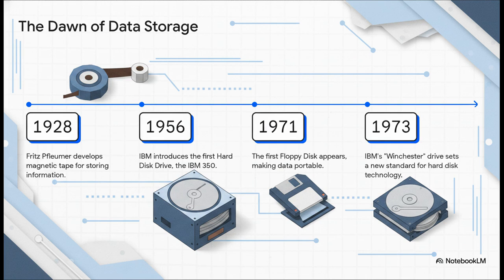It kind of started with magnetic tape way back in 1928, but the real game changer was 1956. That's when IBM unveiled the first ever hard disk drive, the great-great-grandfather of the drive that might be in your computer right now. After that, we got the floppy disk, which made data portable for the first time. And then IBM's Winchester drive in '73 just set a whole new standard.